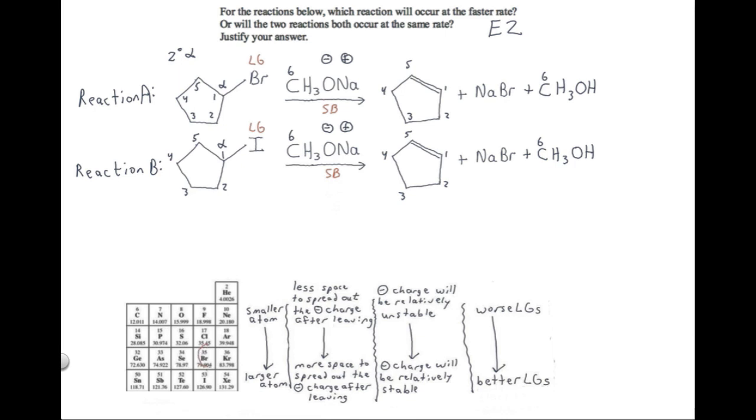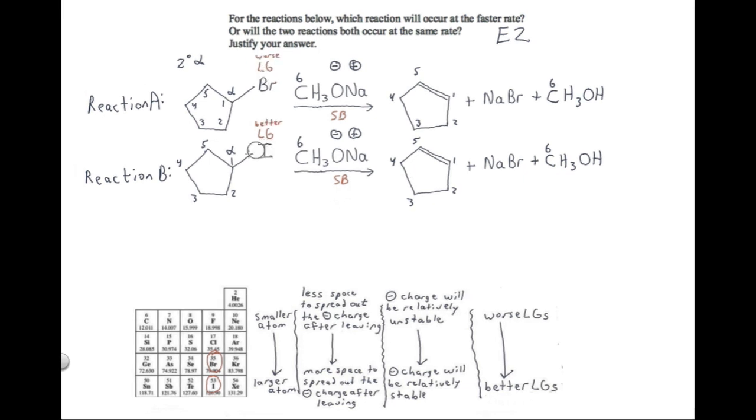Here is bromine and here's iodide in the periodic table. They're both in the same column of the periodic table. And we've learned that when we're comparing leaving group ability for elements in the same column, leaving group ability improves as we move down the column. Since iodide is further down the column, we expect that iodide is the better leaving group and bromine is the worse leaving group. And that tells us that reaction B will have the faster rate.